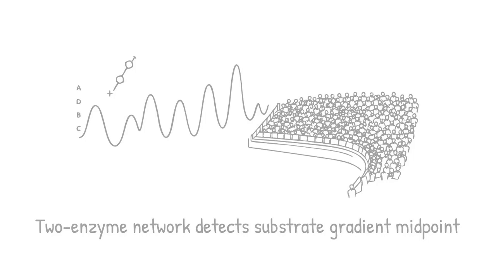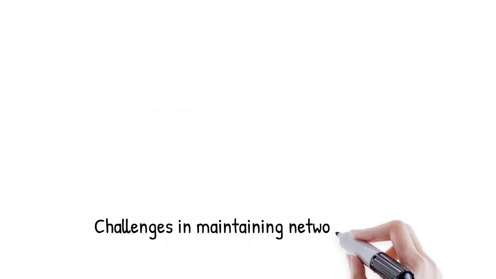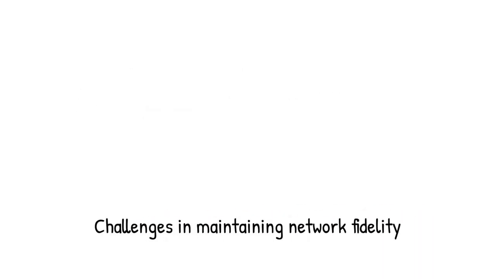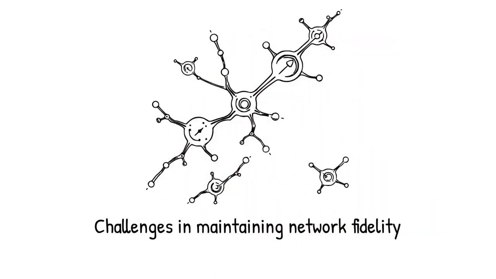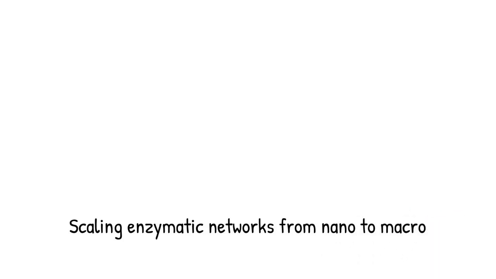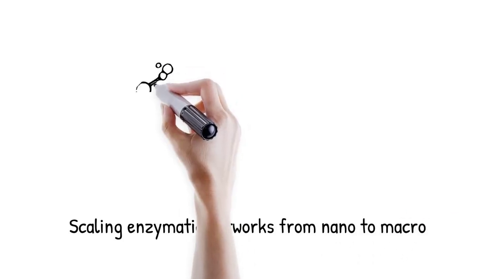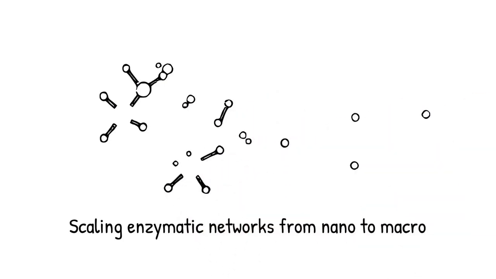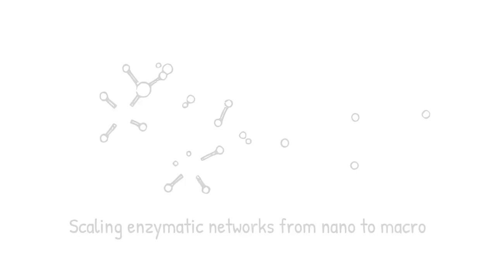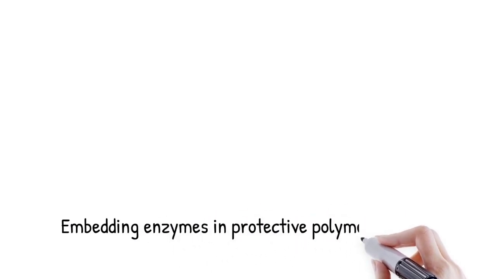Maintaining network fidelity under fluctuating environmental conditions, pH shifts, substrate depletion, temperature changes requires robust enzyme variants and buffering strategies. Scaling from single nano-objects to macroscopic materials demands uniform enzyme loading and controlled diffusion pathways. Preventing fouling by reaction byproducts and preserving enzyme activity over long durations remain key hurdles. Addressing these challenges is essential for practical applications in smart materials and nanorobotics.